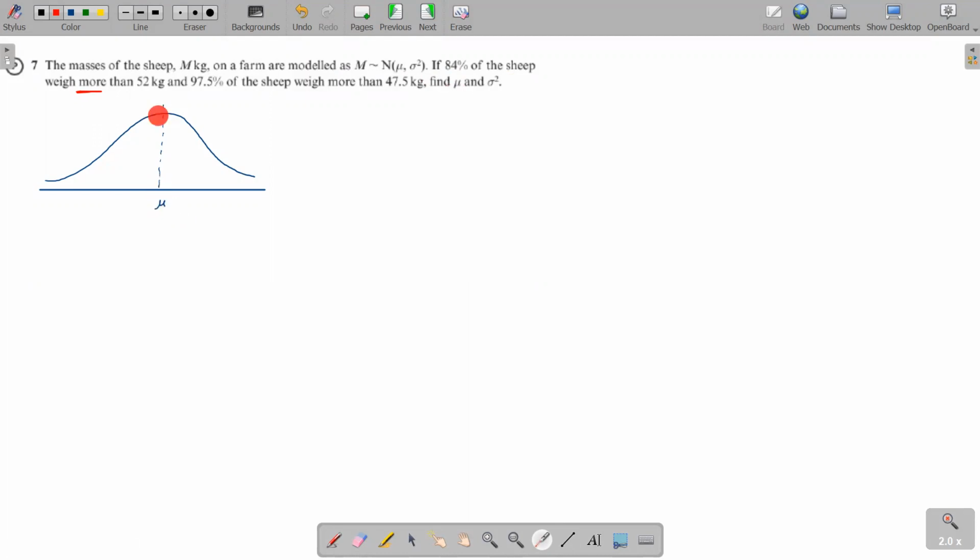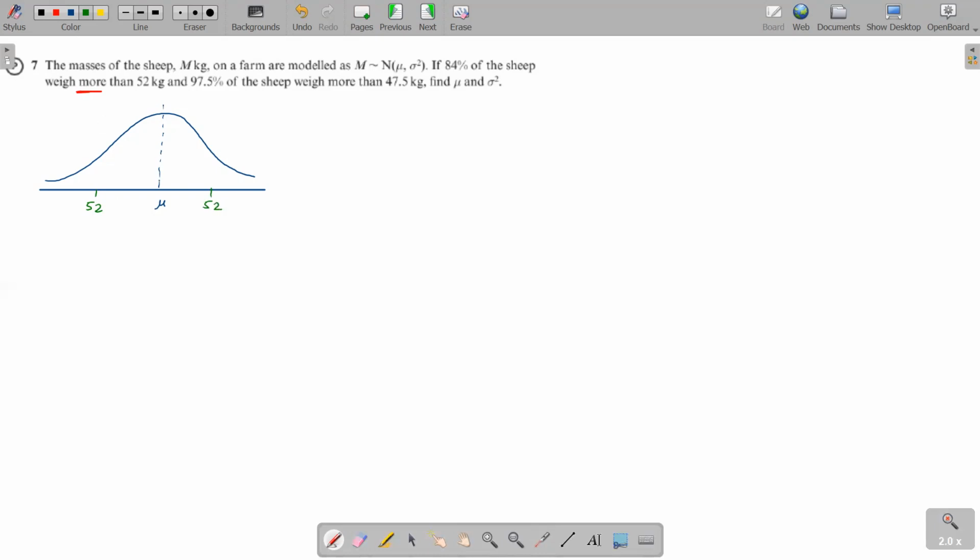Behind the mean, weighing less than the mean, you have 50% of the data. Weighing more than the mean, you have 50% of the data. So if I want 84% more than 52, and 84% of the data points lie above 52, do I mark 52 behind the mu or after the mu? Left of mu or right?